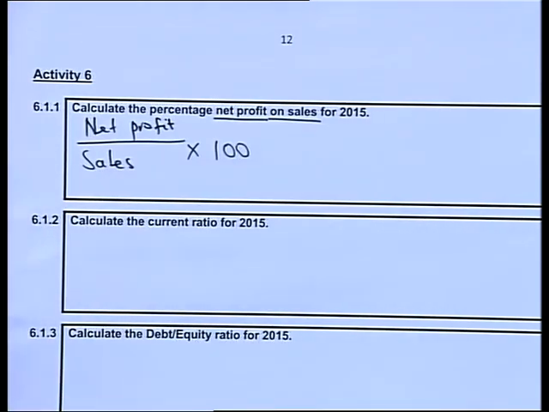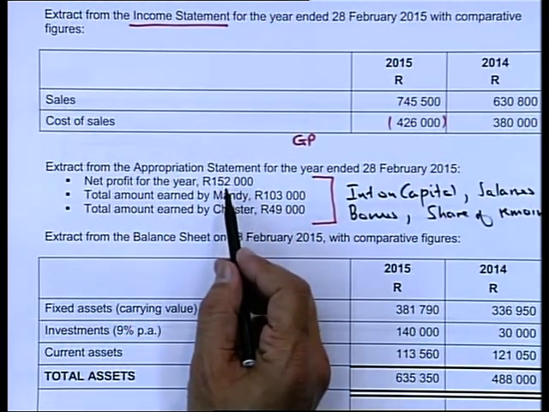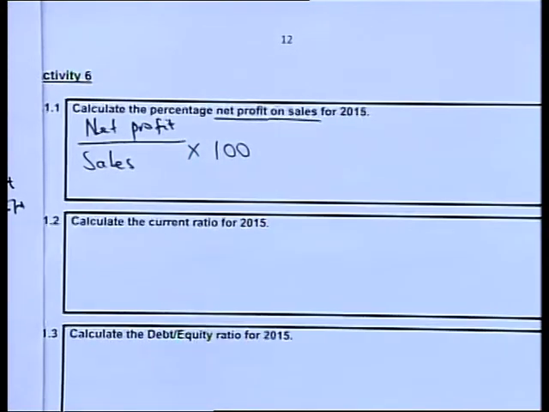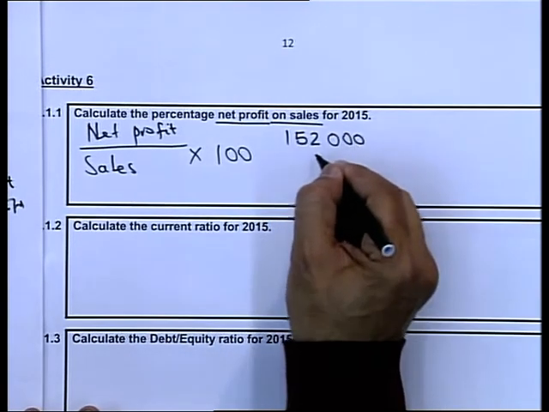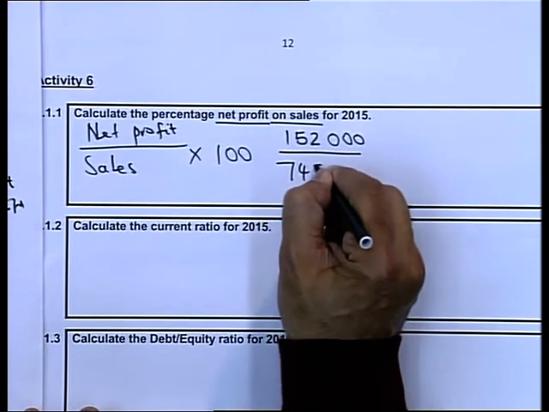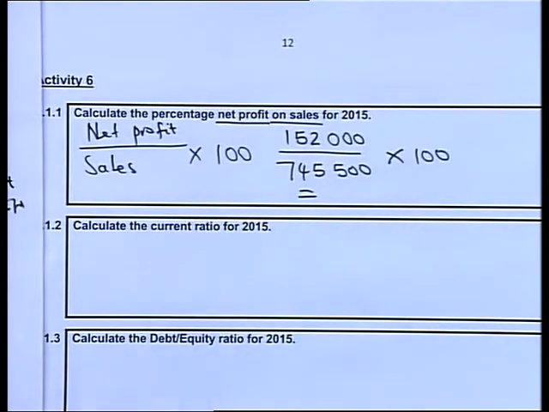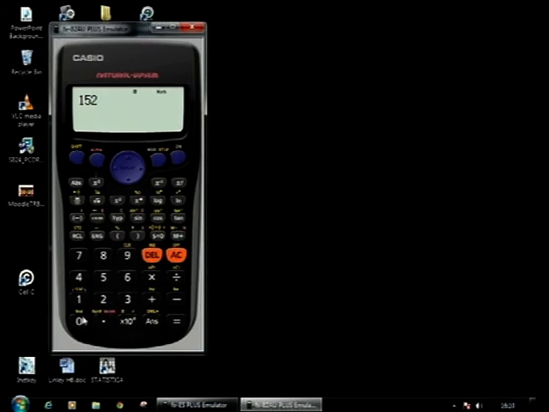Okay, so what we do, we're looking for the net profit from the information given. Immediately I see the net profit is 152,000 and the sales 745,500. So I've got the 152,000 over my sales, which is 745,500. Multiply that with 100, then you get your answer. Okay. So on your calculator, we're saying it's 152,000 divided by 745,500 times 100. Because we want the answer to be in percentage.